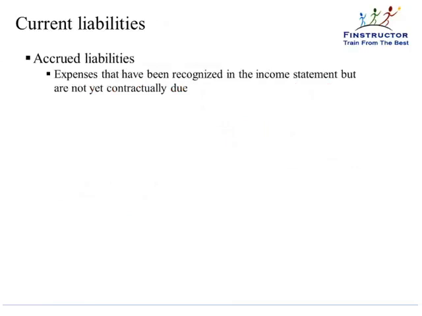Accrued liabilities represent expenses that have already been recognized in the income statement but are not yet contractually due. So if I sold a pen worth $100 and the cost of that pen is $50, as soon as I make that sale and I make the income statement afterwards, I will have to recognize the expense of $50 because of the matching principle, showing a profit of $50.